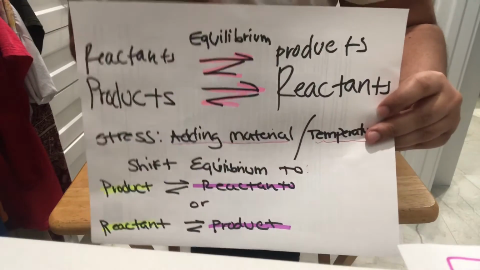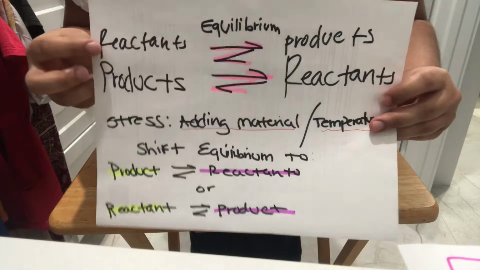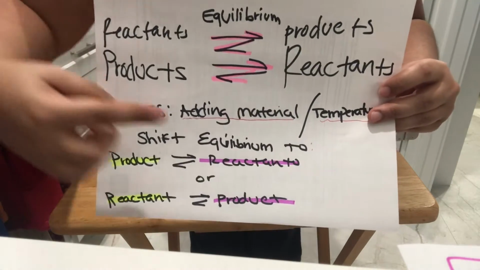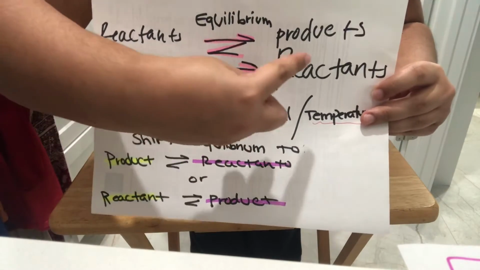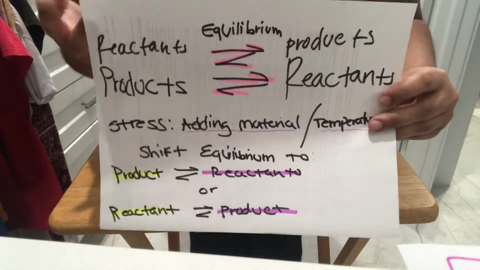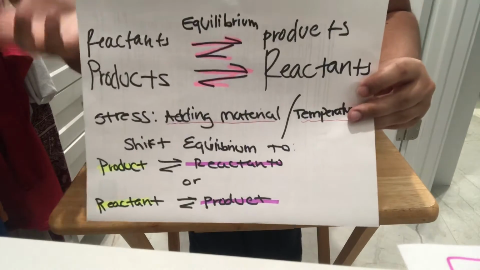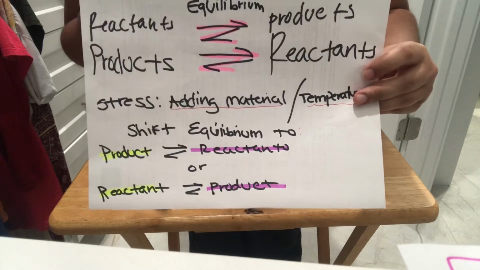When a system or solution is said to be in equilibrium, it's referring to the fact that the reactants are simultaneously forming products as the products are forming reactants, and this happens at a constant rate.